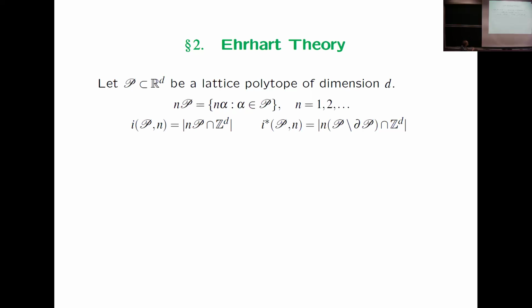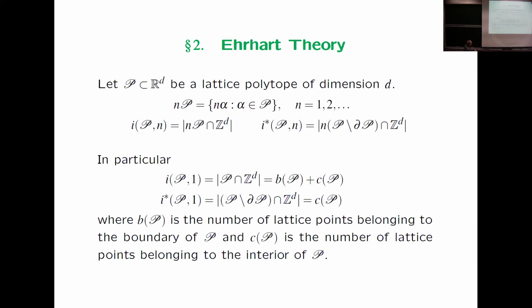And we are interested in the number of lattice points contained in n times P. So this is i(P, n), the number of lattice points in n times P. And i*(P, n) is the number of lattice points in n times the interior of P. So these two are the counting functions. In particular, i(P, 1) is the number of lattice points contained in P, so this is boundary plus interior. And i*(P, 1) is the number of lattice points contained in the interior of P. So this is exactly C.